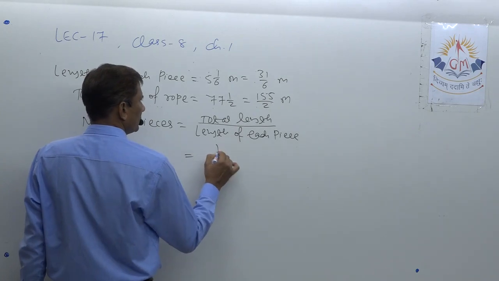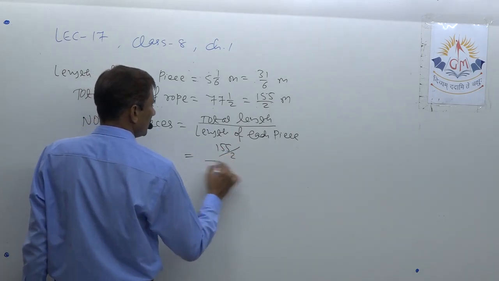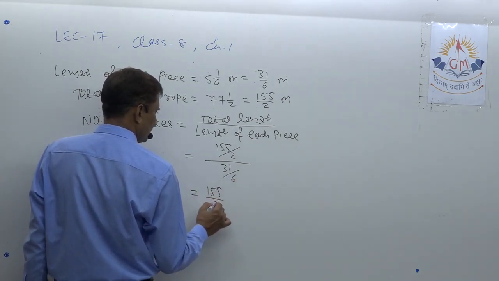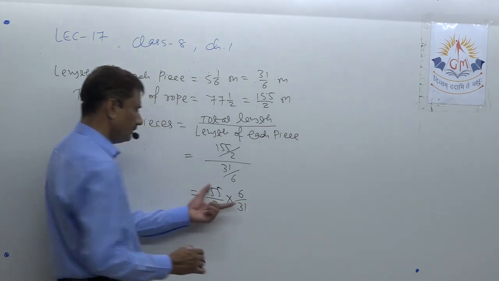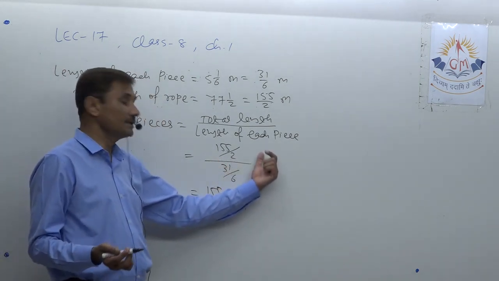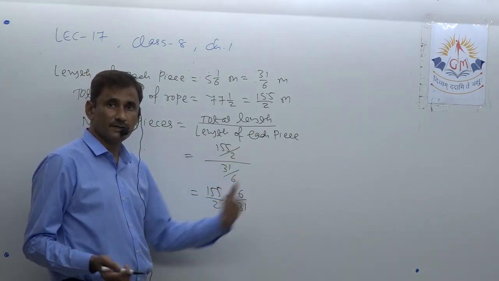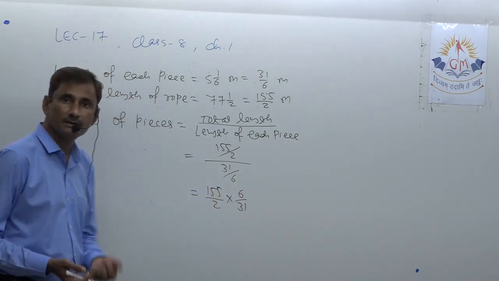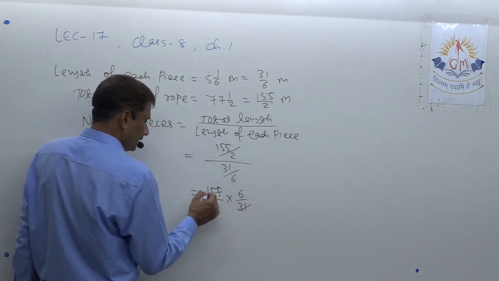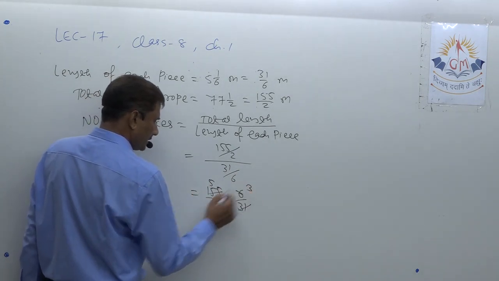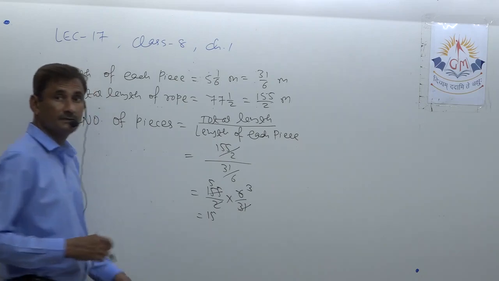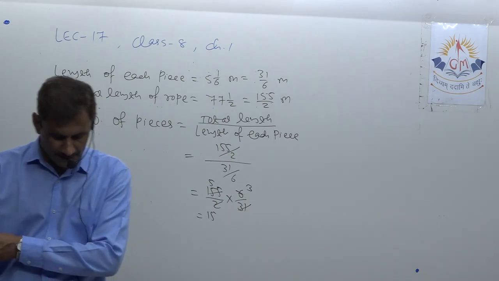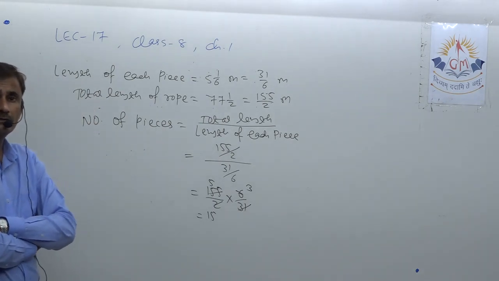So, 155 by 2 upon 31 upon 6. So, you can write 155 by 2 into 6 upon 31. Why? Because division is converted into multiplication by inverting the divisor. So, divisor is reciprocated here. So, now you can say it is 31 into 5 and 2 into 3. So, how many pieces are there? 15. At last you can give statement also that 15 pieces can be cut from the given rope.